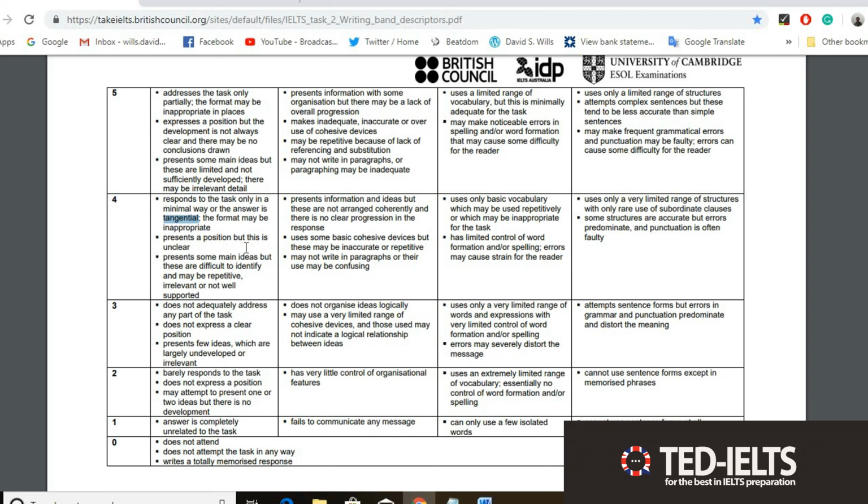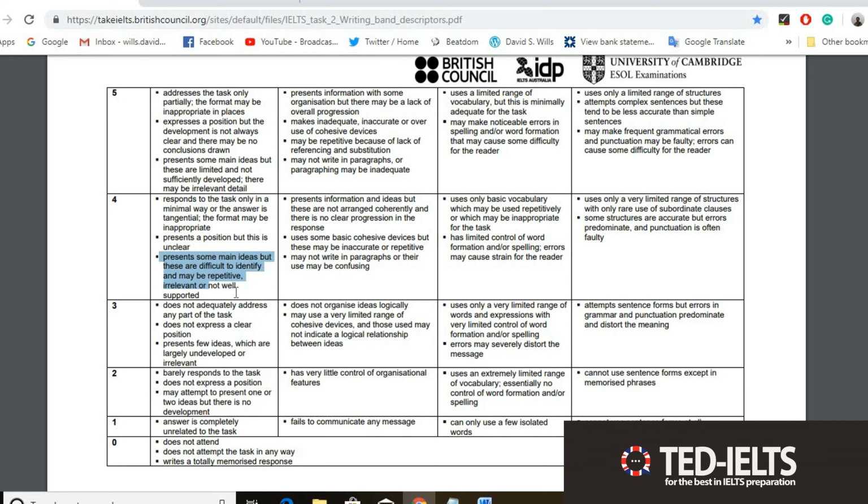Tangential means it is related to but not exactly answering something. Furthermore, presents a position, but this is unclear. Unclear meaning maybe it changes through the essay or it's not obvious to the examiner, and presents some main ideas, but these are difficult to identify and maybe repetitive, irrelevant, or not well supported.